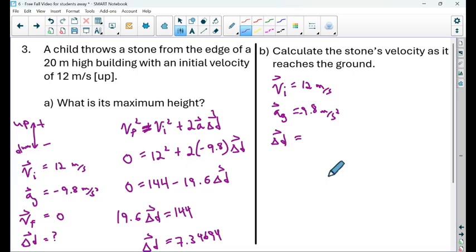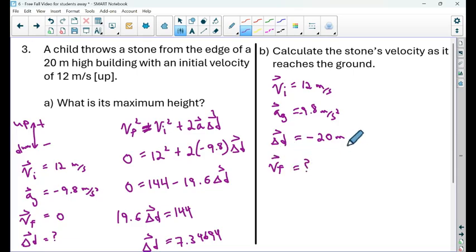Its displacement is literally saying what's its change in position from the beginning to the end. It starts at the top of the building, and then it's thrown upwards, and then it comes back down and it lands on the ground. So overall, from start to finish, where did it go? It started on the 20-meter high building, ended up on the ground, negative 20 meters. In the whole journey, it ends up 20 meters below where it started. Okay, really careful there.